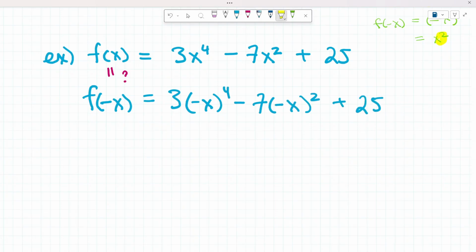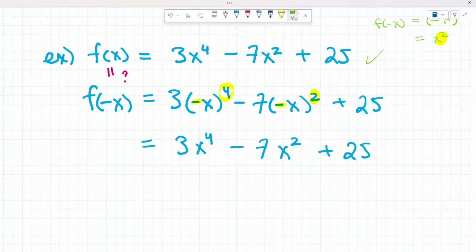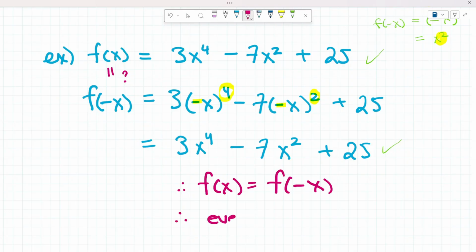So you can see over here I've added a negative in x to the power of 4 and x to the power of 2. What we can notice is both of these are even degrees, and when you have an even exponent, it makes whatever is within the x a positive number. So here we end up with 3x to the power of 4 minus 7x to the power of 2 plus 25. And hey, that matches exactly what our initial function is. So you would then write, therefore, f of x equals f of negative x. Therefore, this is an even function or an even polynomial.